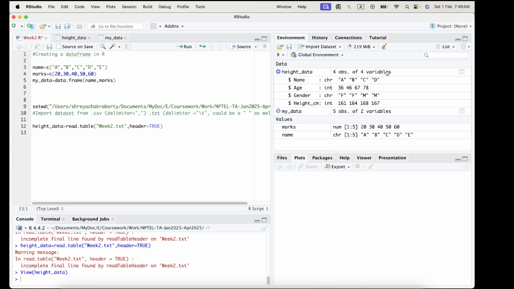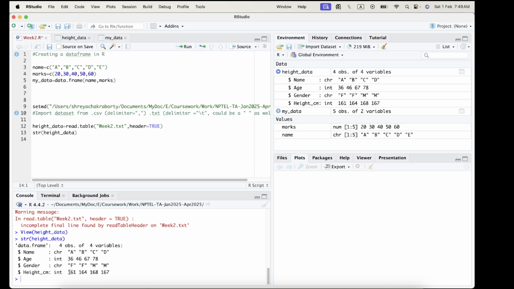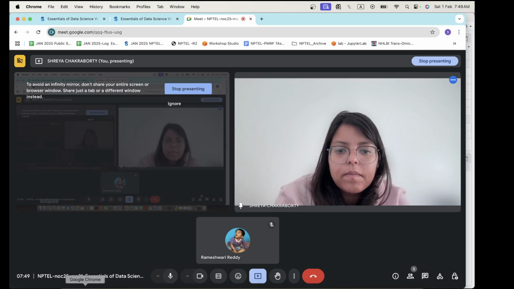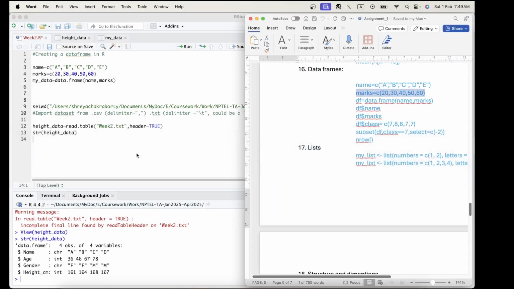If I don't have this R interface, I could also use the command str to look at my height data, and it's going to give the same information in the console over here. All right, any doubts so far? Okay, so this is how we load a data frame into R.